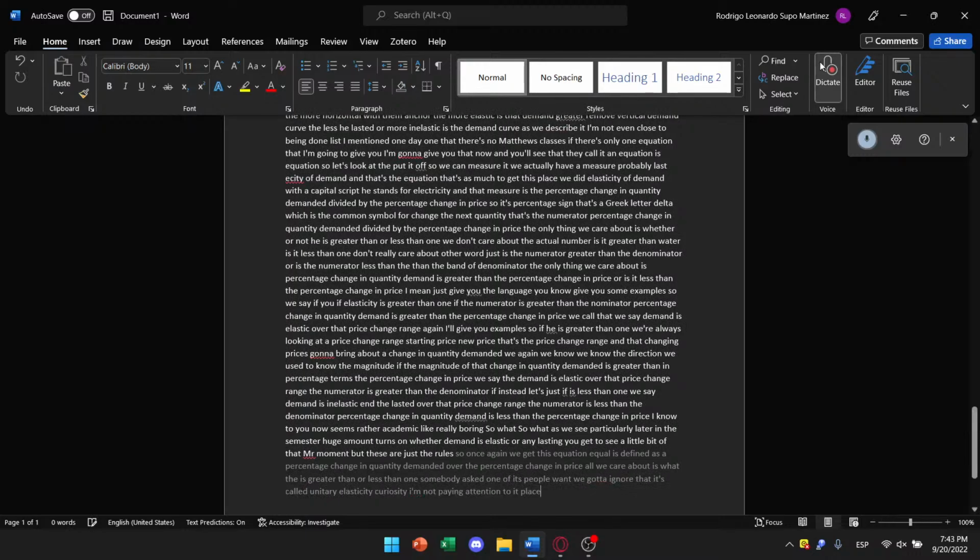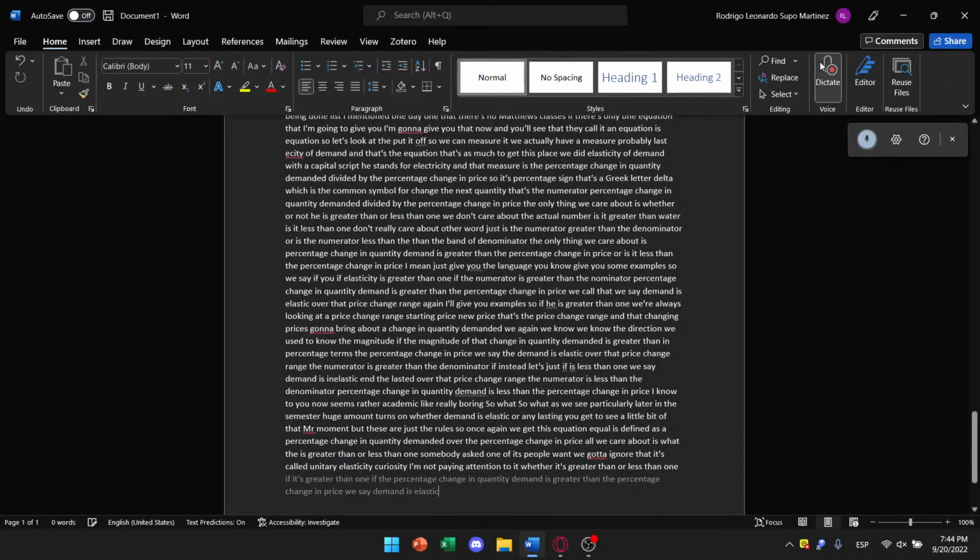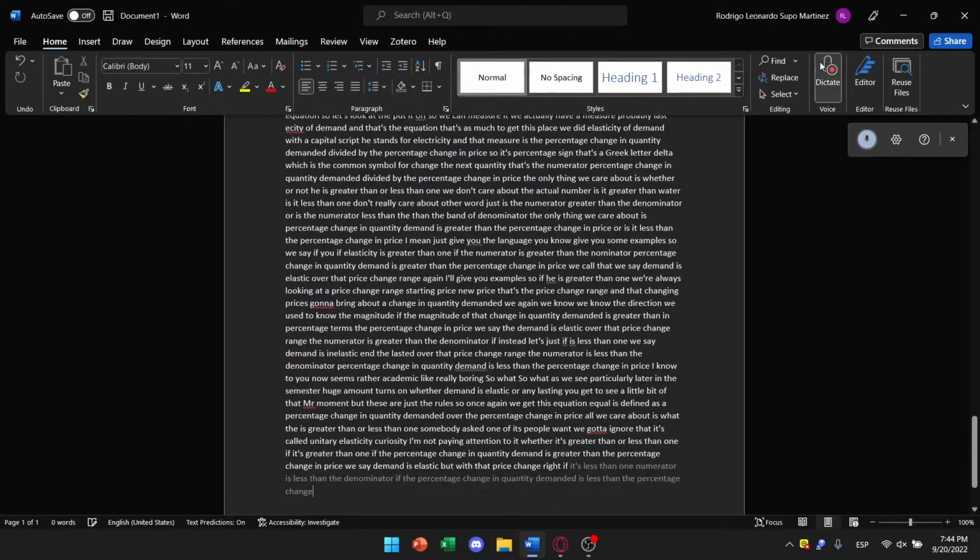But whether it's greater than or less than 1. If it's greater than 1, if the percentage change in quantity demanded is greater than the percentage change in price, we say demand is elastic over that price change range. If it's less than 1, if the numerator is less than the denominator, if the percentage change in quantity demanded is less than the percentage change in price, we say that demand is inelastic over that price change range. So let me give you some examples.